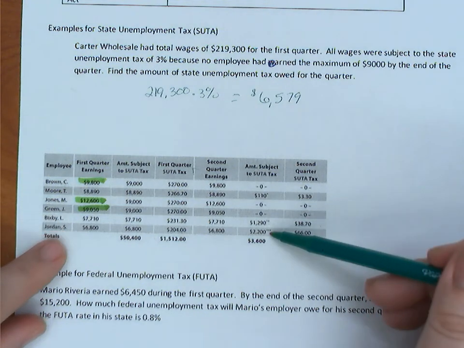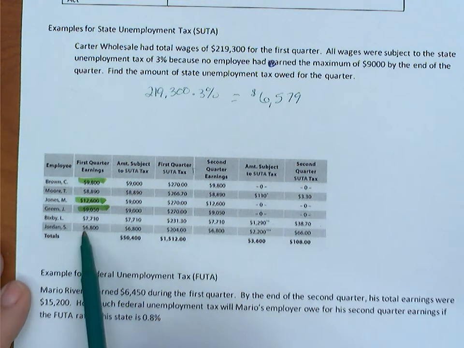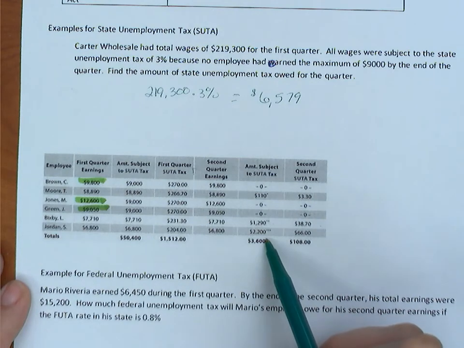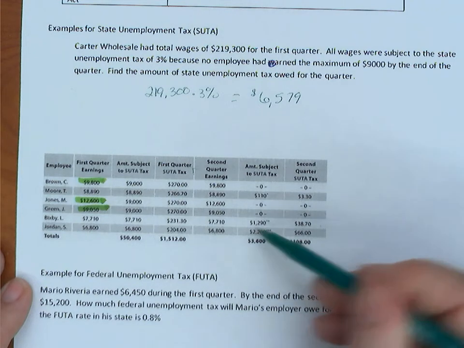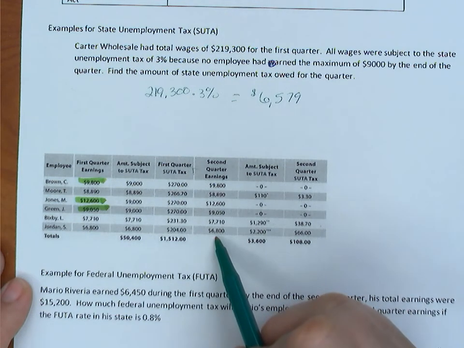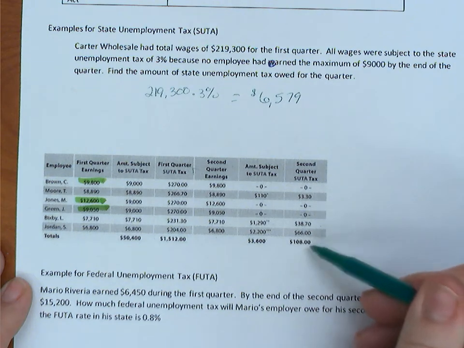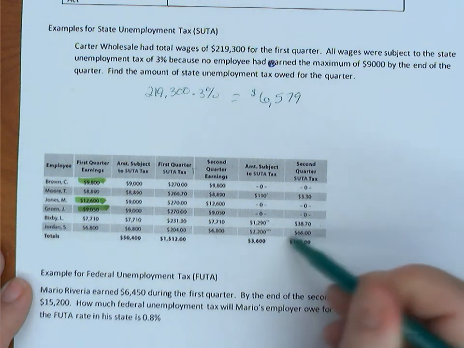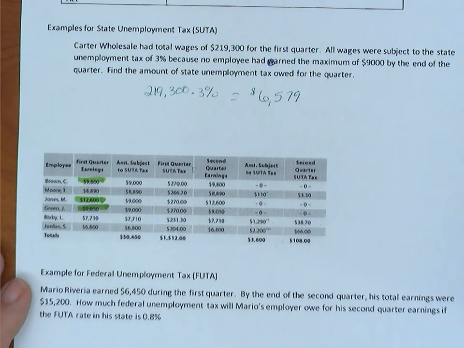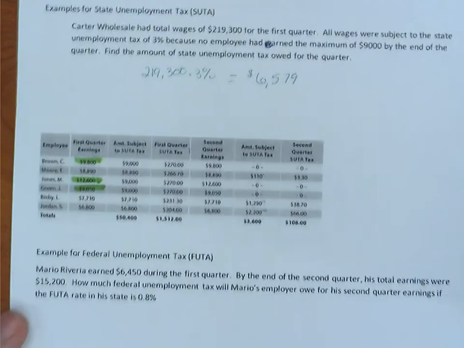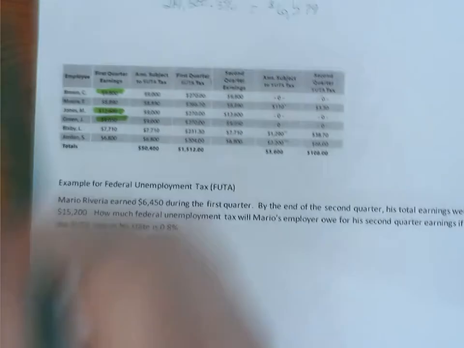And then this person didn't reach the $9,000. They only needed $2,200 more to reach the $9,000. So they're only paying tax on that, even though they made $6,800. So they'd find the 3% of that, and then that's going to be how much the employer pays for the second quarter. Okay, so that's state unemployment tax.